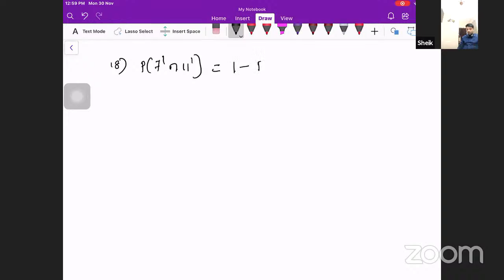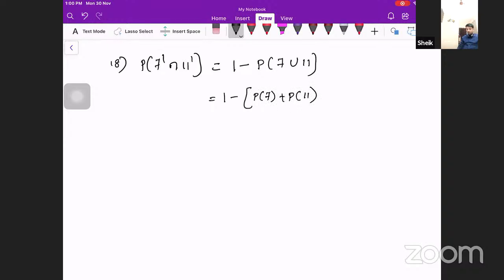This I know, which is nothing but 1 minus P of 7 or 11. Probability of getting sum is 7 or probability of getting sum is 11. That is nothing but our probability formula: P of 7 plus P of 11 minus P of 7 intersection 11. Now, please remember one thing. 7 and 11 simultaneously is not possible, because when you throw 2 dice, the maximum is 12. Therefore, they are mutually exclusive, so this probability is going to be 0.